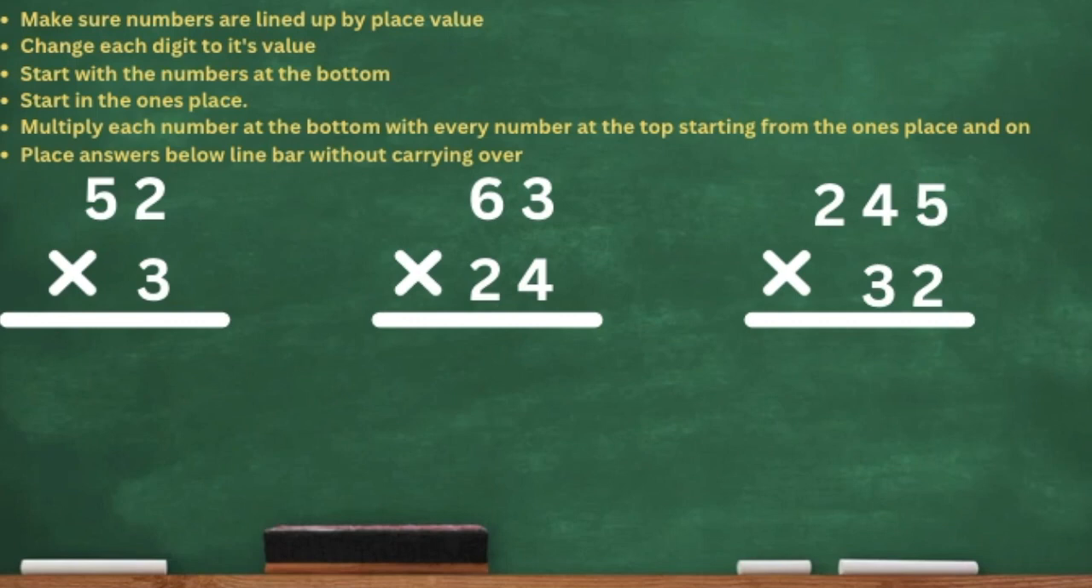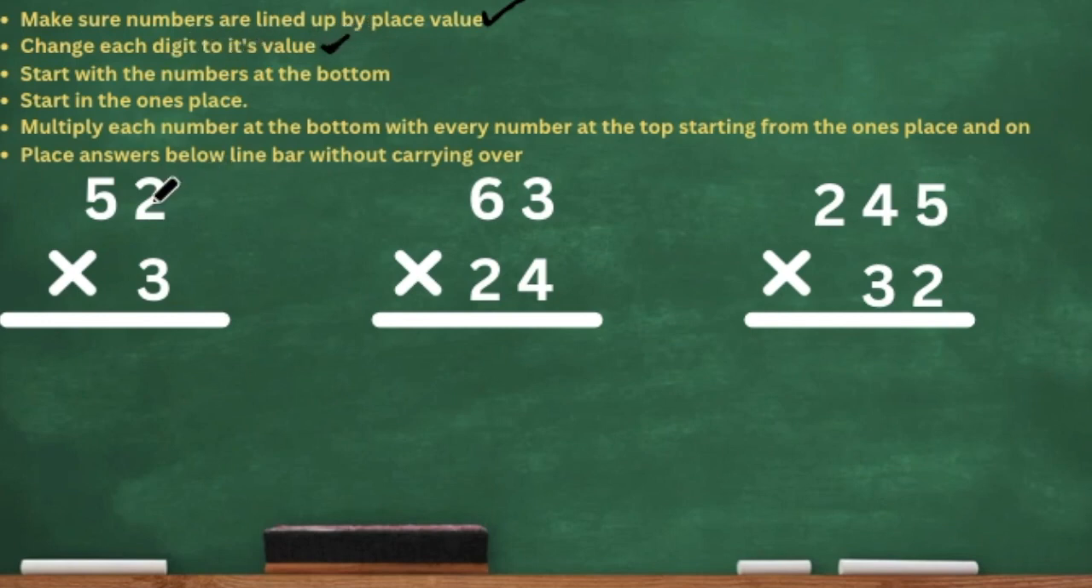Okay, here we have three problems on the board. So let's start with the first one. Our CFS says make sure numbers are lined up by place value. So we have our ones place and our tens place. And then it says change each digit to its value, right? So we have our digits lined up, and now it says change each digit to its value.